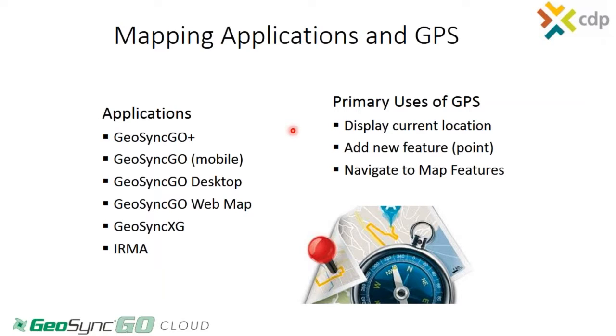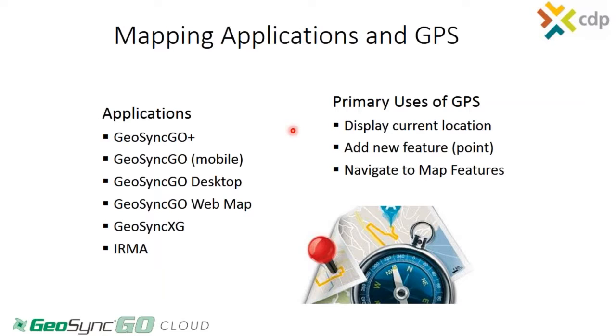GeoSync Go Plus, GeoSync Go Mobile, and Desktop will automatically connect to the GPS connection from the MapSync GPS IVL product. GeoSync XG can be set to automatically connect, but typically that connection is requested from the mapping application, as with IRMA. The standard is that it connects on request, but it can be configured to connect automatically.